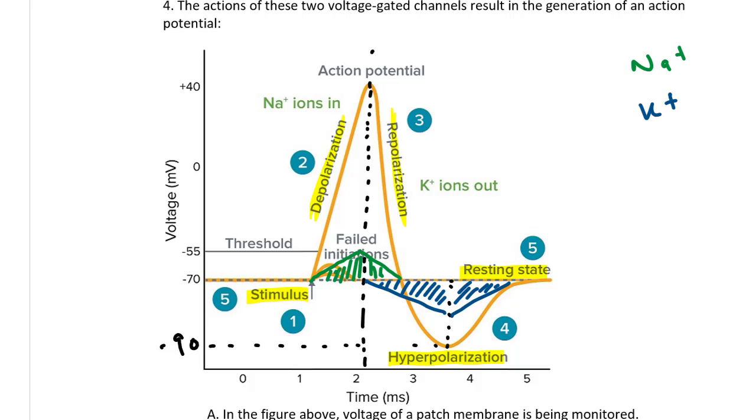So remembering that these special voltage-gated channels that are only on the axon membranes go through 3 states, right? Closed, open, inactive.